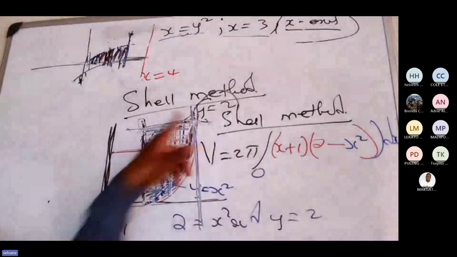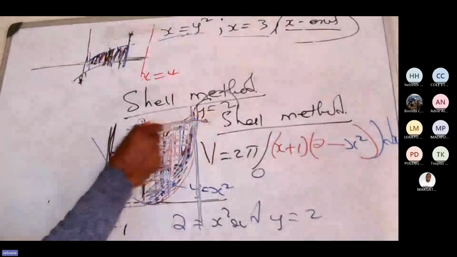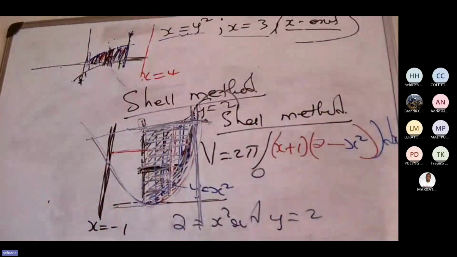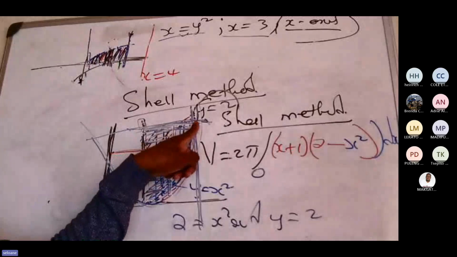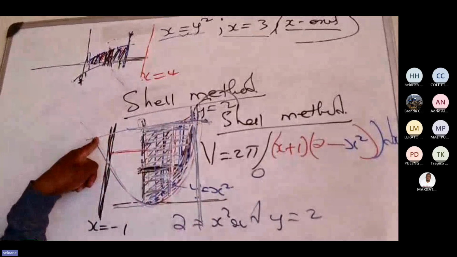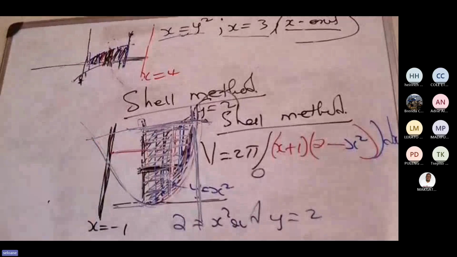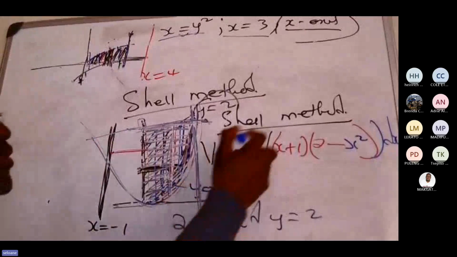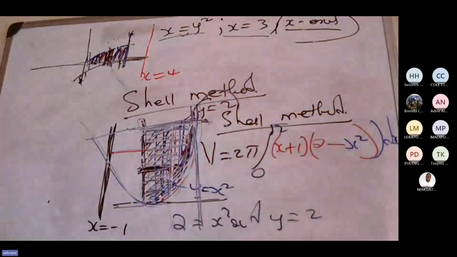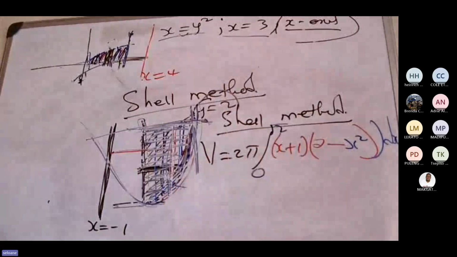Don't forget, this line y equal to 2 and this curve will intersect twice. They will intersect here, where x is positive, that is the square root of 2. They will then intersect here again, where x is negative, which is minus the square root of 2. Therefore, it will be from 0 to the square root of 2. That is the shell method.